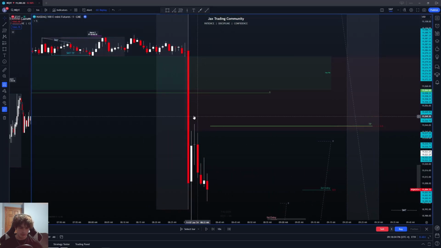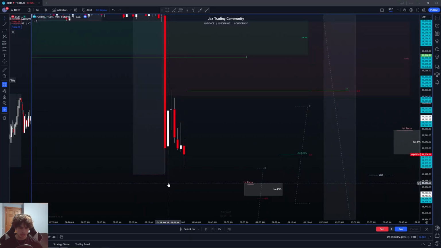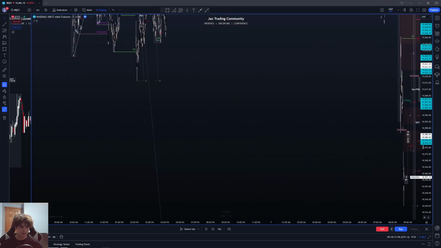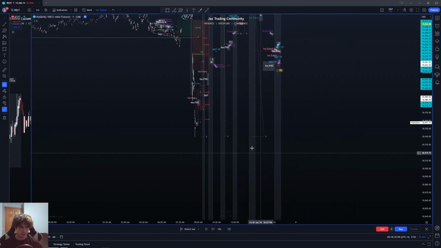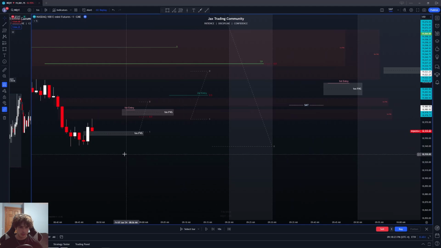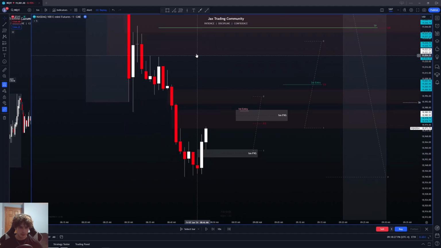We do tap this 1 minute fair value gap. This could be a possible entry if you want to be risky to possibly scale at this low. So we do take out this low. Do we have anything down here really? We have discount right here. So this is something that could possibly get hit. We do sort of slow down here. These little candles suggest we're slowing down.